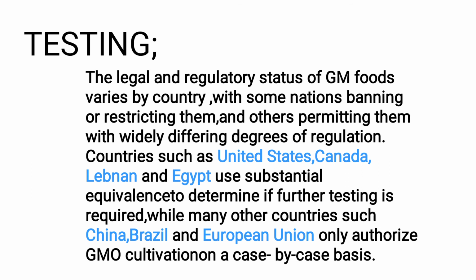Next is testing of GM foods. The legal and regulatory status of GM foods varies by country, with some nations banning or restricting them and others permitting them with widely differing degrees of regulation. Countries such as the United States, Canada, Lebanon, and Egypt use substantial equivalence to determine if further testing is required, while many other countries such as China, Brazil, and the European Union only authorize GMO cultivation on a case by case basis.